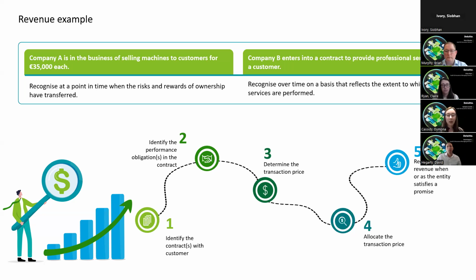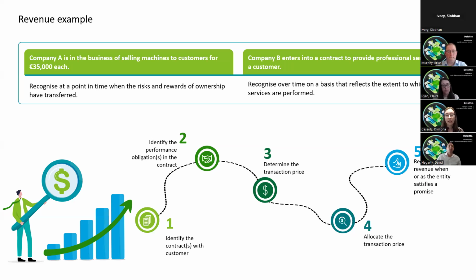We have Company A and Company B. Company A is in the business of selling machines with a unit price of 35,000 kh, basically. If we were sitting in our current Section 23 environment, what we would do is assess: is this the sale of goods or the sale of services? In this scenario, this is the sale of goods. Therefore, we would expect to recognise our revenue at a point in time, whenever the risks and rewards of ownership are transferred over to the third-party customer.